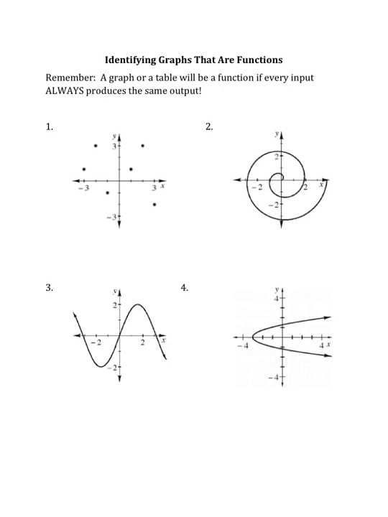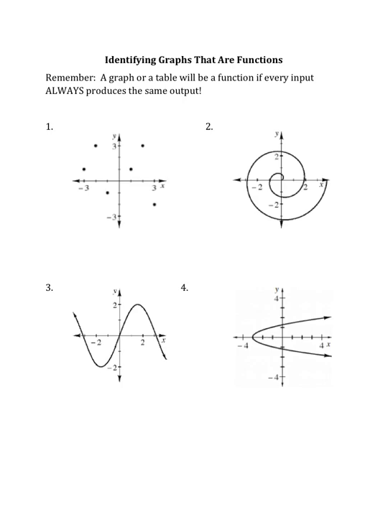In this video, I will be teaching you how to identify graphs that represent functions. Remember that a graph or a table will be a function if every input always produces the same output. The inputs need to be consistent. For example, if an input of 1 produces an output of 7, then every single time that input of 1 must produce that same output of 7.